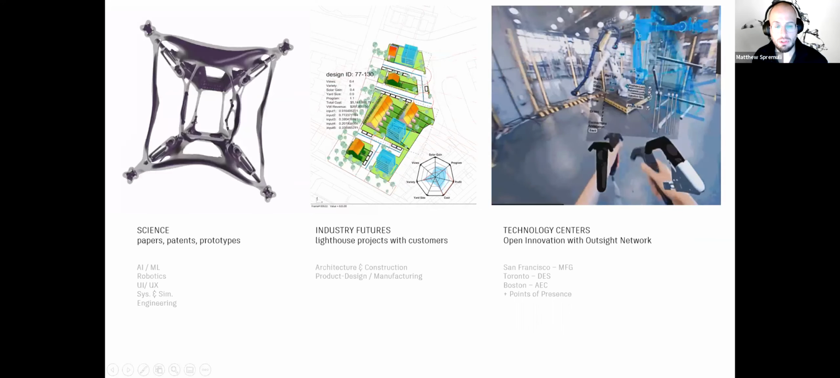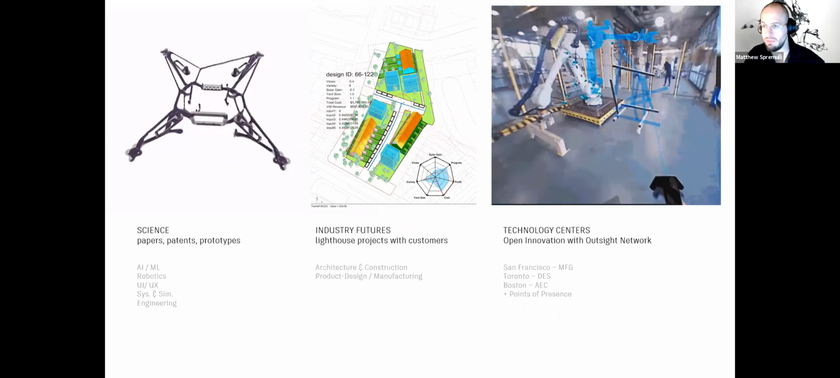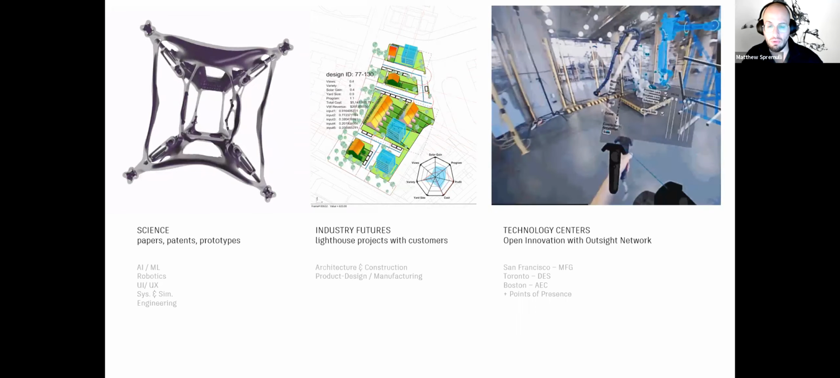The industry futures team that we'll talk about a little bit further, they're mostly working with customers on what we call lighthouse projects. These are very high profile projects that push research, but also are grounded very much in a real project. And as I mentioned, I'm part of the technology centers that helps a very wide spectrum of teams and a very high quantity and volume of teams to achieve their innovation goals.